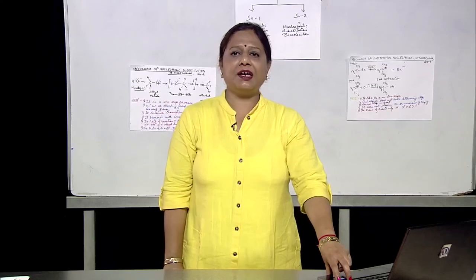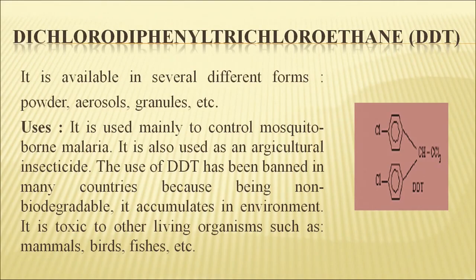The next compound is dichlorodiphenyltrichloroethane, which is also called DDT, and it is found in different forms in products, in powdered form, in aerosol or granules. It is used mainly to control mosquito-borne malaria. It is also used in agriculture as an insecticide, and nowadays the use of DDT has been banned because it is not biodegradable, so it harms organisms such as fishes, birds, etc.